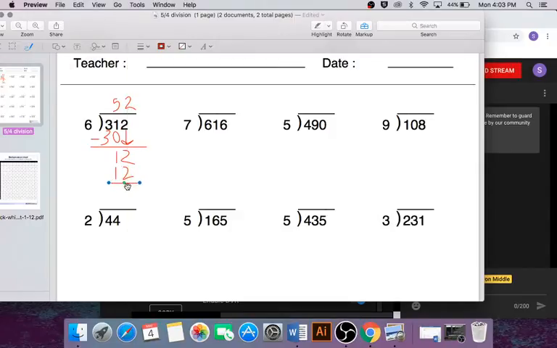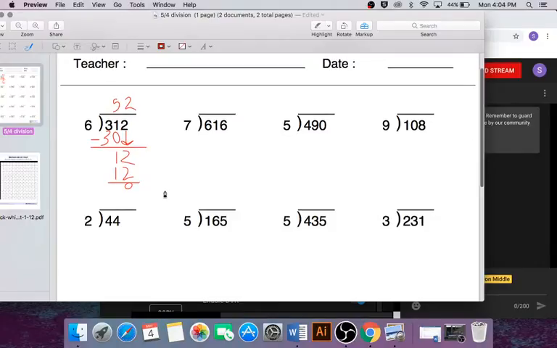So we have a remainder of 0. It goes in perfectly. So let's look at our next problem.